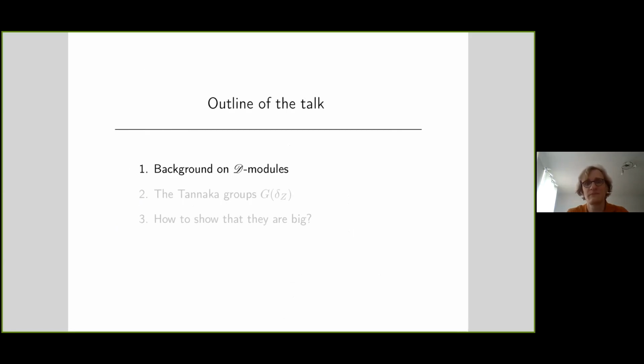So in this talk, I want to give a general overview over these Tannaka groups. So first, I want to explain a bit of background about D-modules. That's important later on. So this is very basic because I was told this is a very mixed audience, so maybe it's good to have some general background. Then I want to explain how to define these Tannaka groups and review their basic properties. And then in the end, I want to briefly say how you can actually show that these groups are big and how you can do this in any codimension.